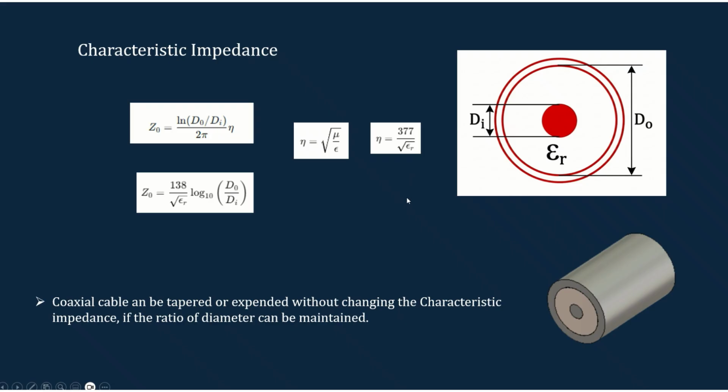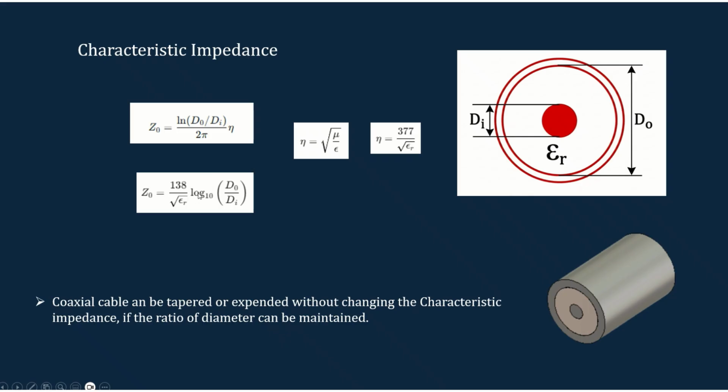So let's analyze some of the basics of the coaxial cable. First one is the characteristic impedance, because we know that the characteristic impedance is one of the important parameters when we are dealing with RF designs, and we usually go for 50 ohm characteristic impedance. The characteristic impedance of the coaxial cable is given by the expression ln(d0/di)/(2π) times eta, where eta is the intrinsic impedance, given by the square root of mu by epsilon, or in other words, 377 by square root of epsilon r, where 377 is the impedance of free space.